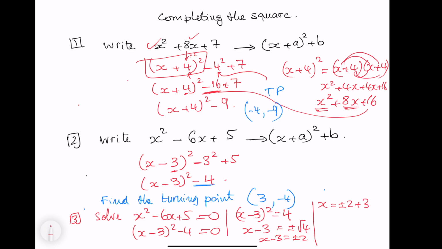So you have two solutions, x1 equal plus 2 plus 3 is 5, and x2 equal minus 2 plus 3 is plus 1, yeah? So as you can see here, from the beginning you will have to find the turning point, or you will be asked to solve the equation, yeah. Okay, so that's it. Next time I will be doing completing the square of more difficult questions, yeah, grade 9 questions, yeah.